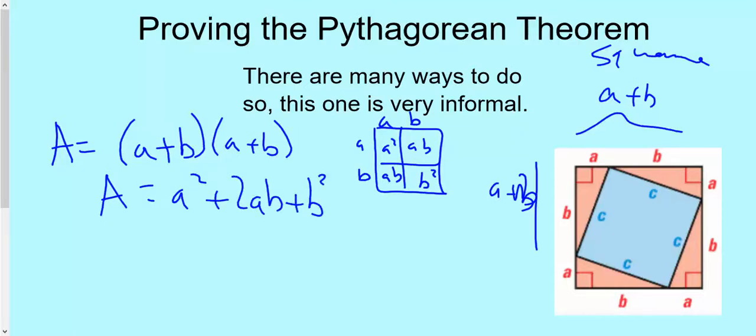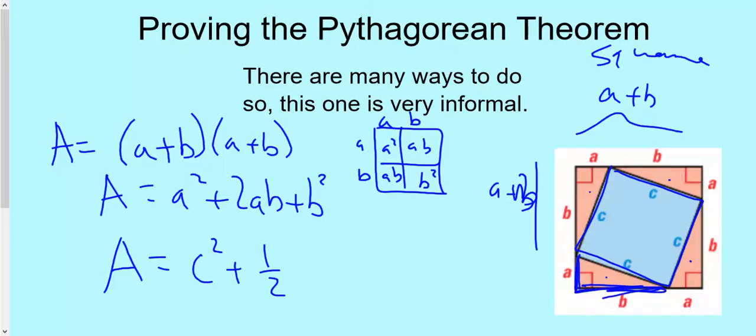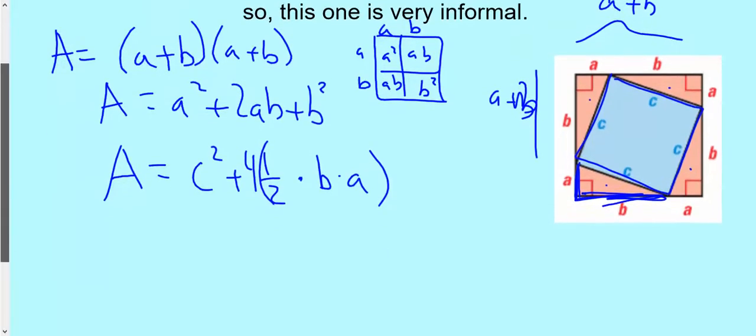Now if I find the area using the 5 pieces here, there's 1, 2, 3, 4 red triangles and then 1 blue square. Again, it still gives me the same area as the entire square does, but this one's going to be c squared plus 1/2. The base of these triangles is b, the height is a, so 1/2 b times a, but there's 4 of them. So I'm going to take that and multiply it by 4. If I simplify that, 4 times 1/2 is really 2, and then a times b is ab.